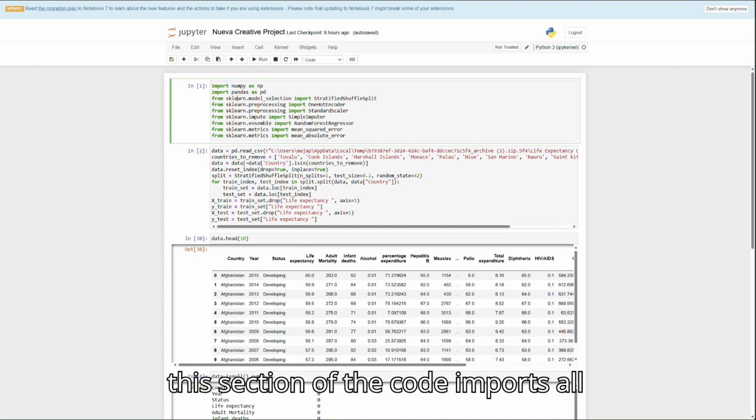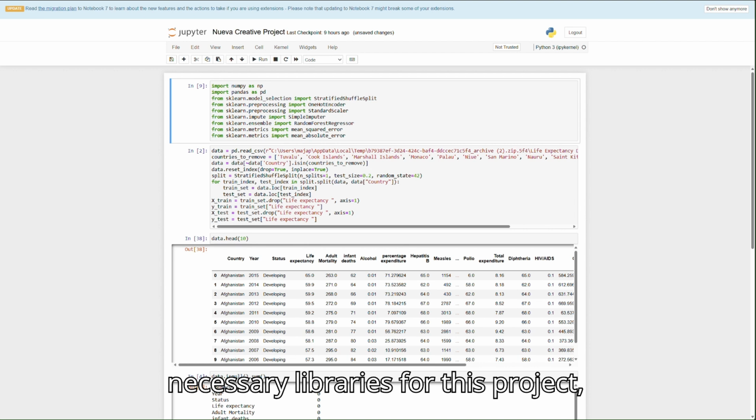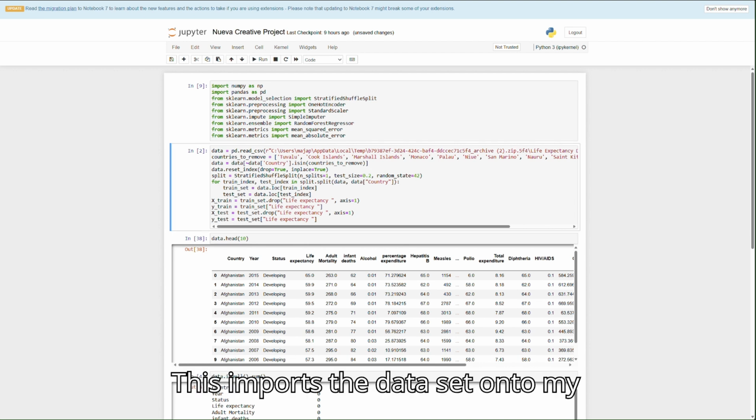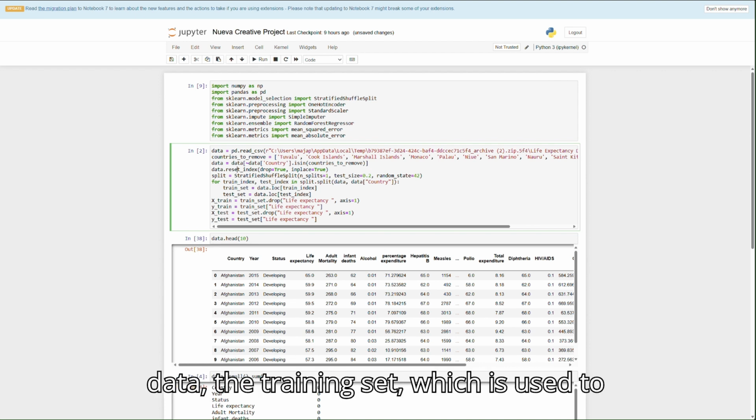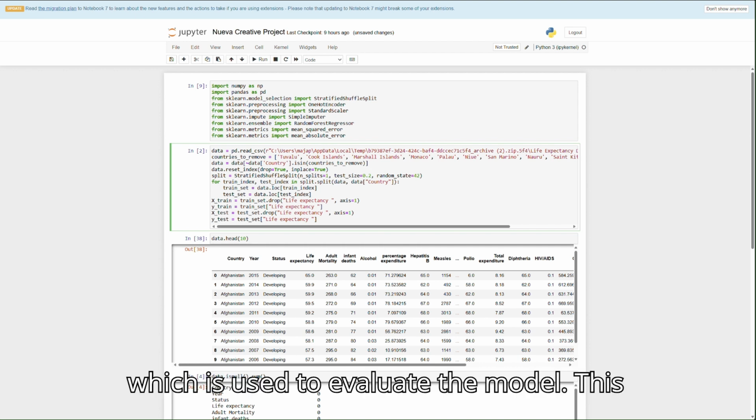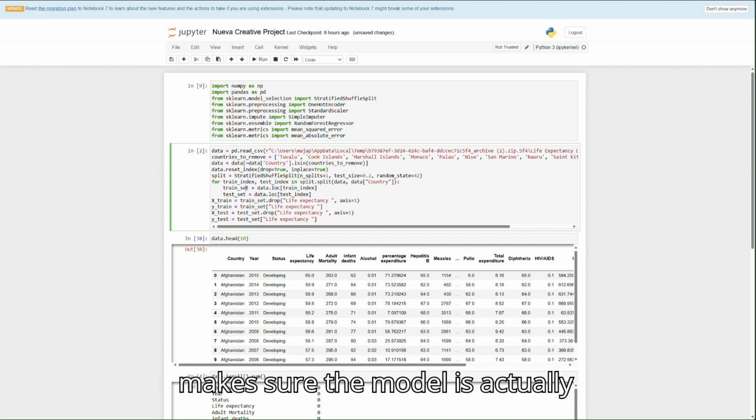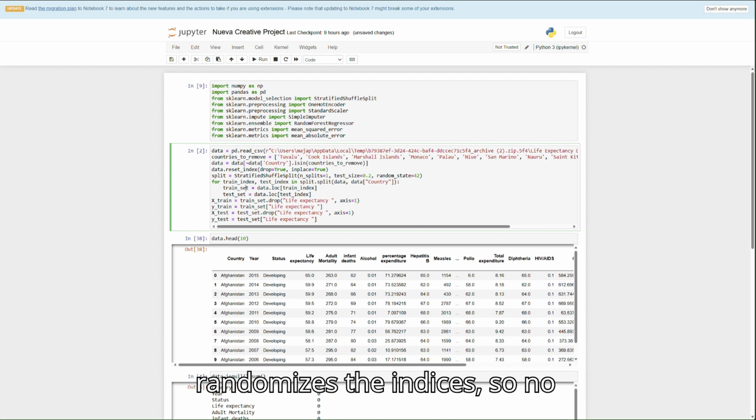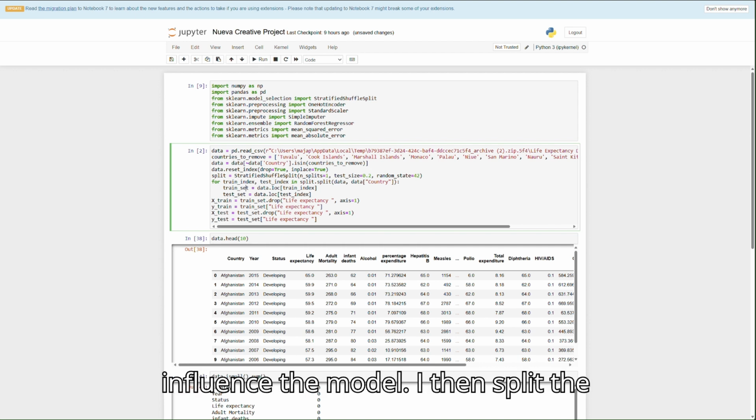First, this section of the code imports all necessary libraries for this project, allowing me to use data science tools. This imports the dataset onto my computer. I removed some of the data that was causing issues. When creating a model, you need two sets of data: the training set, which is used to train the model, and the testing set, which is used to evaluate the model. This makes sure the model is actually predicting new data. This function also randomizes the indices, so no pattern in the order of the data can influence the model.